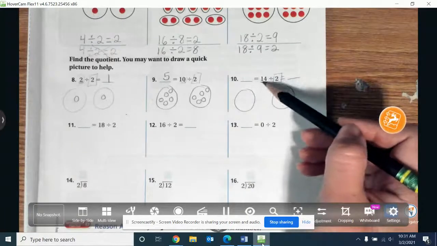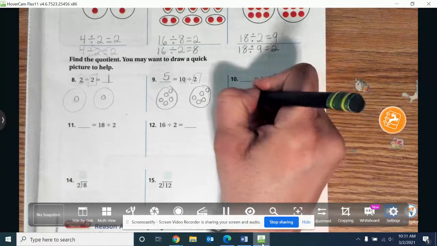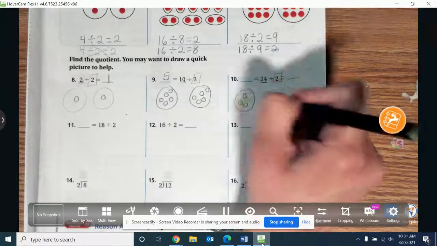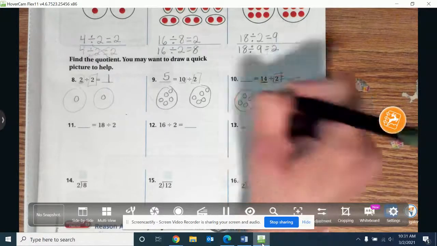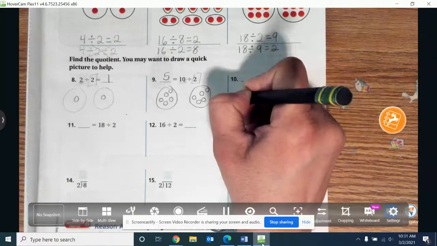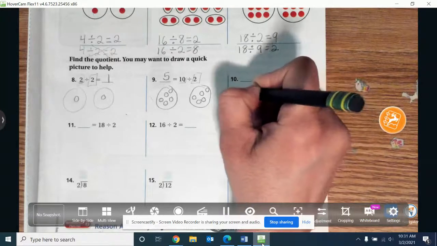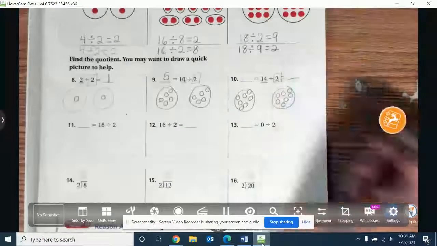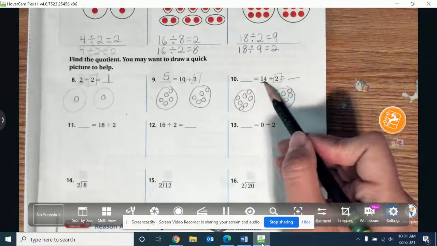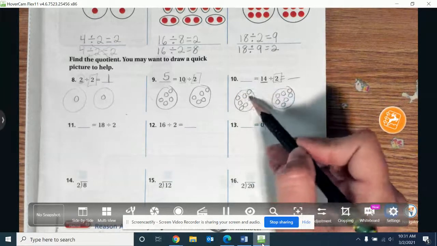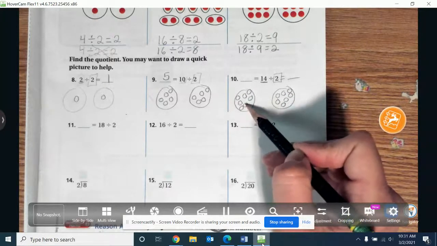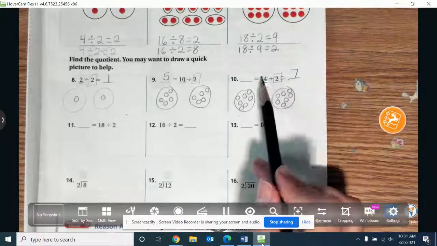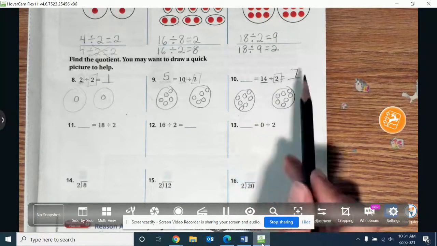Total, 14. 1, 2, 3, 4, 5, 6, 7, 8, 9, 10, 11, 12, 13, 14. 14 total. How many are in each group? 1, 2, 3, 4, 5, 6, 7. 7 in each group. So 14 divided into two groups equals 7 in each.